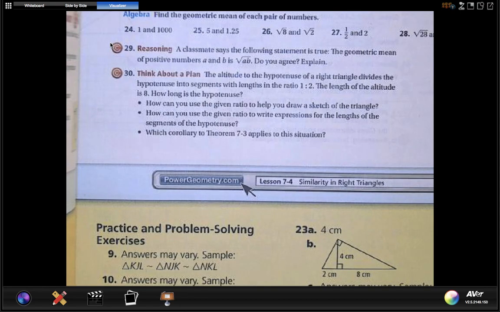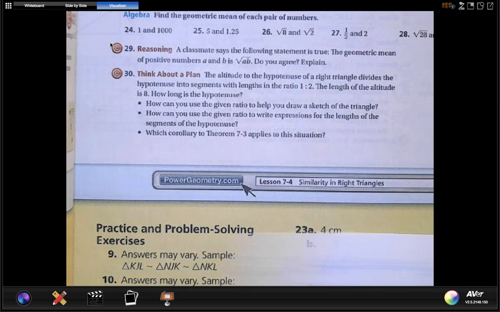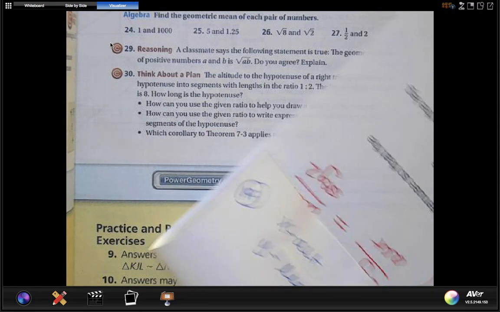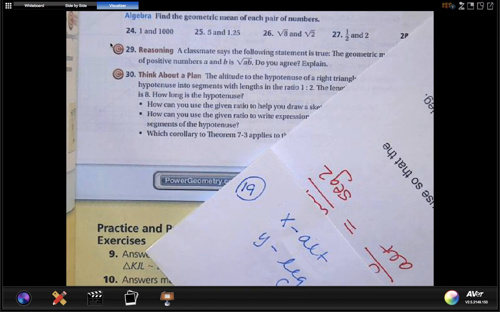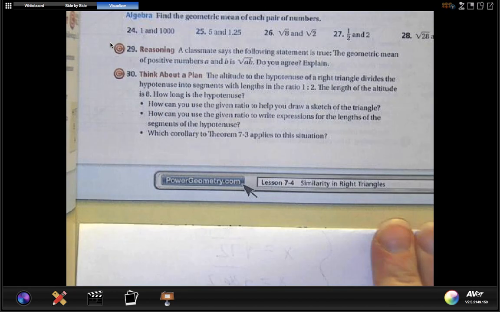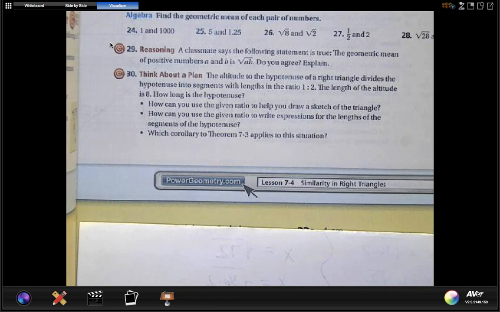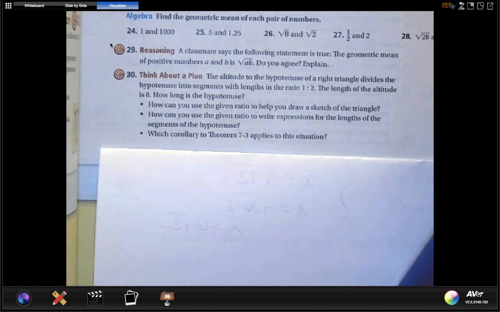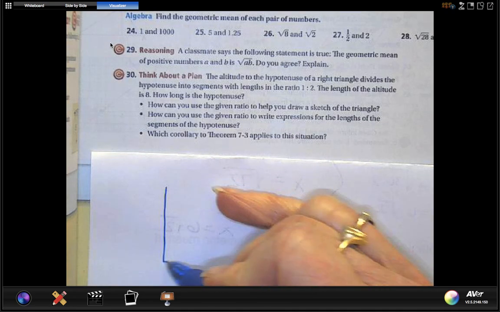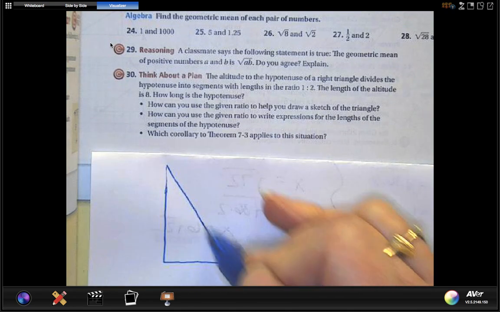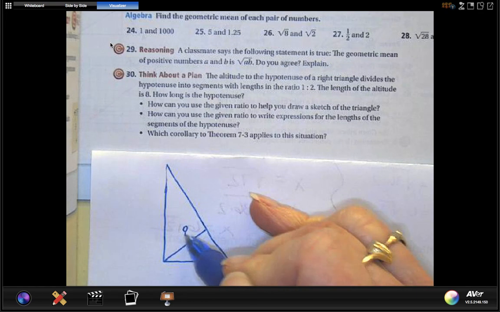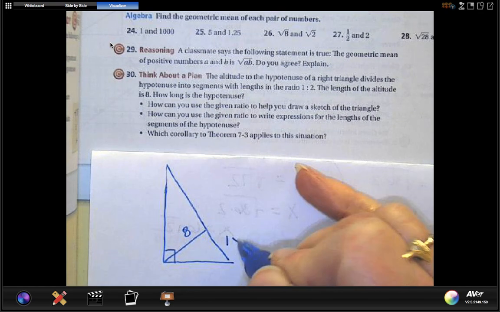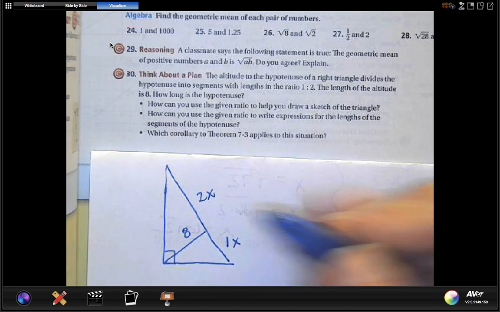All right, this one says that the altitude to the hypotenuse of a right triangle divides the hypotenuse into segments that have a ratio of length 1 to 2. So the length of the altitude is 8. How long is the hypotenuse? So we know there's the altitude, it's 8, and this is in the length ratio of 1 to 2. So I'm going to label those 1x and 2x.